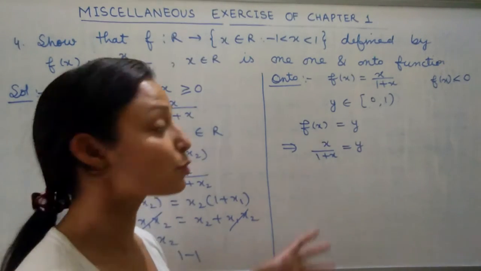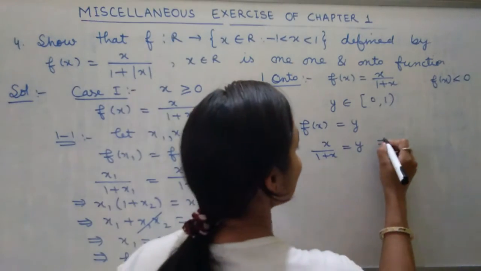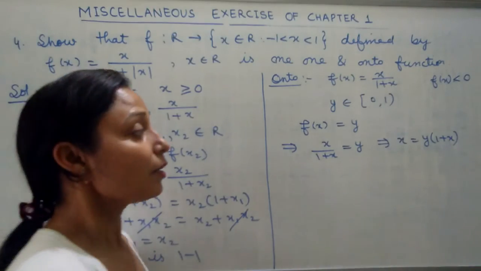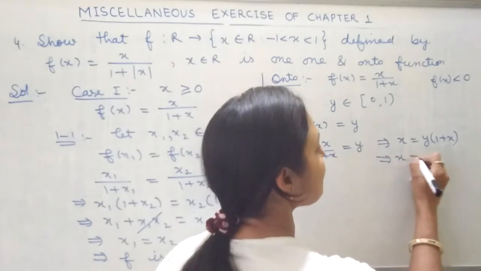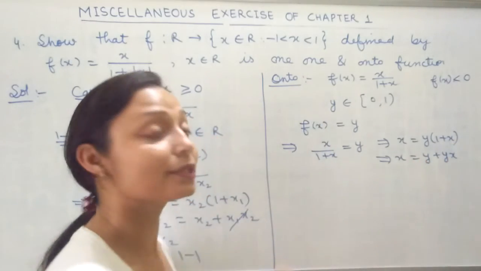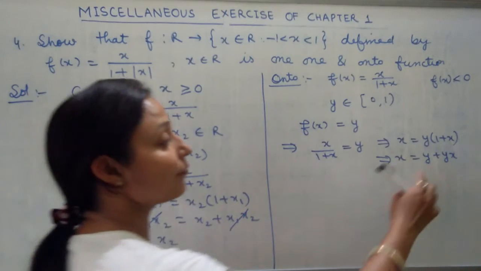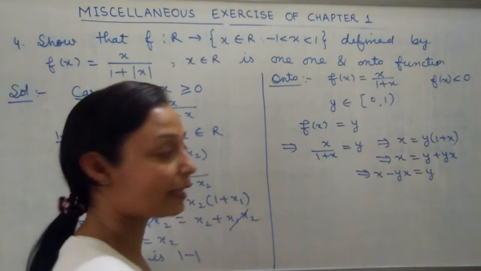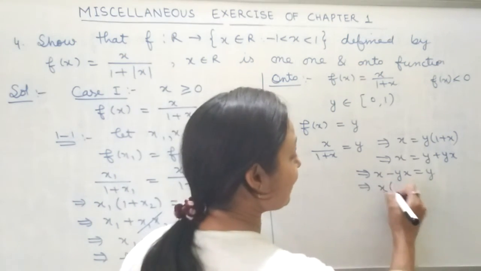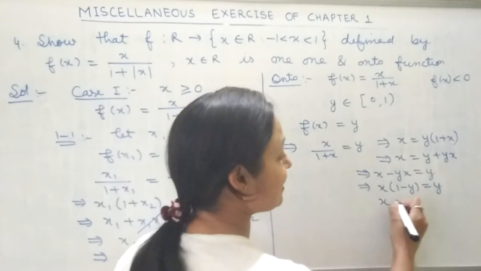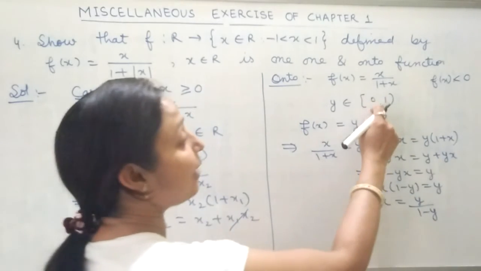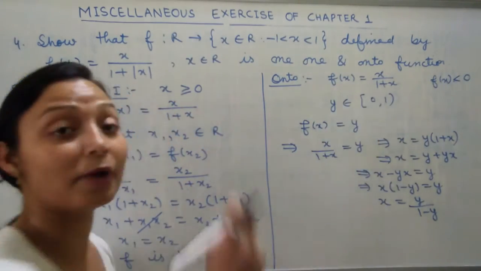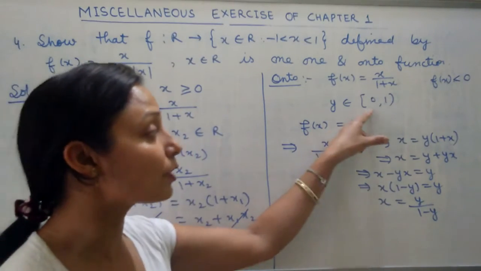Now my next step is to convert x in the form of y. That gives x equals y times (1 plus x). I want the value of x in the form of y, so I will take y on the left hand side like this: x minus yx is equal to y. Taking x common, x(1 minus y) is equal to y, and x is equal to y upon 1 minus y. The value may be equal to 0 but never equal to 1. That's why I have to take this y from 0 to 1. It totally depends on this value.